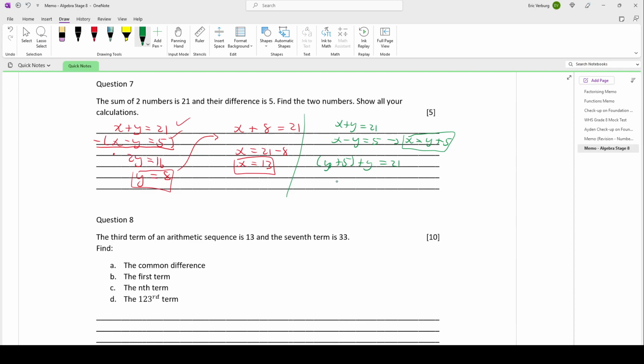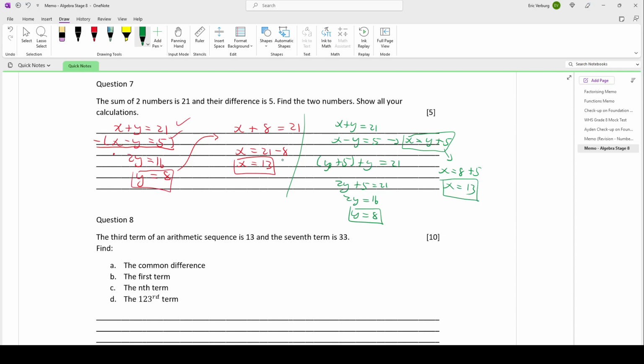So y plus y is 2y plus 5 equals 21. Then we can say 2y equals 21 minus 5, which is 16. And that gives us y equals 16 divided by 2, which is 8. So y is 8. And then we can substitute that back into any one of the three equations we have now. I'm going to use this one. So x equals y, but y we already know is 8, plus 5. And that's going to give us x equals 13.